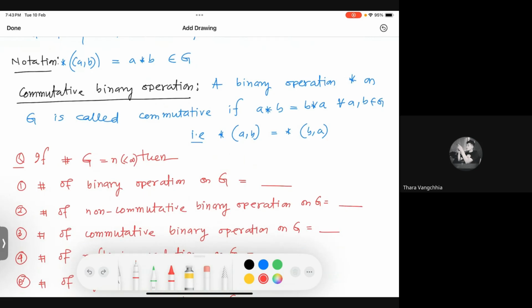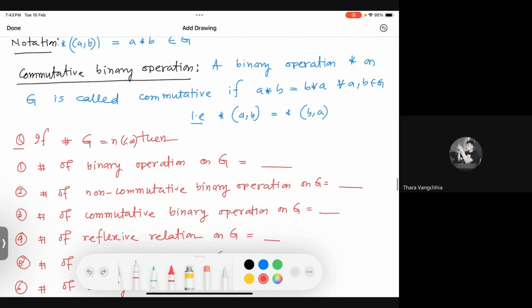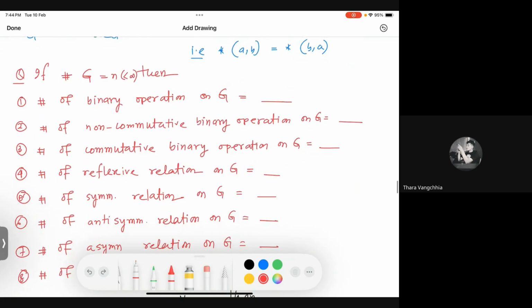Now, what is a commutative binary operation? A commutative binary operation means the image of AB and the image of BA are the same.